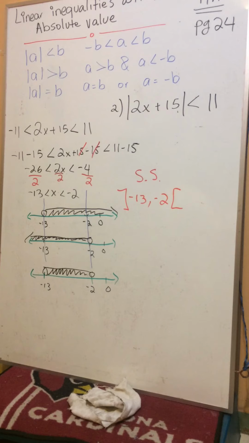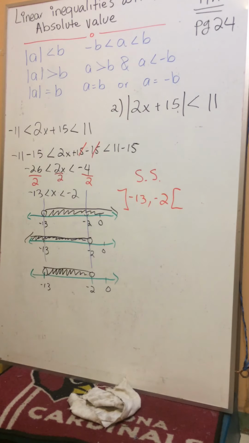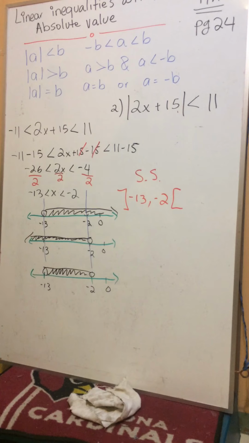These are the values that would make this inequality true. Let's check it. Let's choose some numbers inside and outside just to be sure. Let's put number 1. Number 1 would be outside. If we take number 1, it would be 2 times 1, 2, plus 15 would be 17. Is 17 greater than minus 11? Yes. But is 17 less than 11? No. So it's not a value that we're looking for.